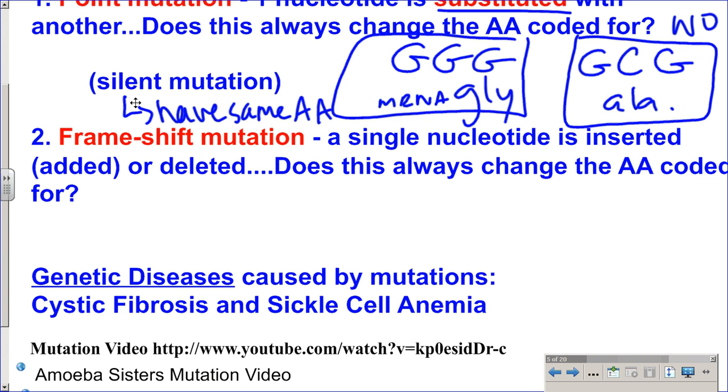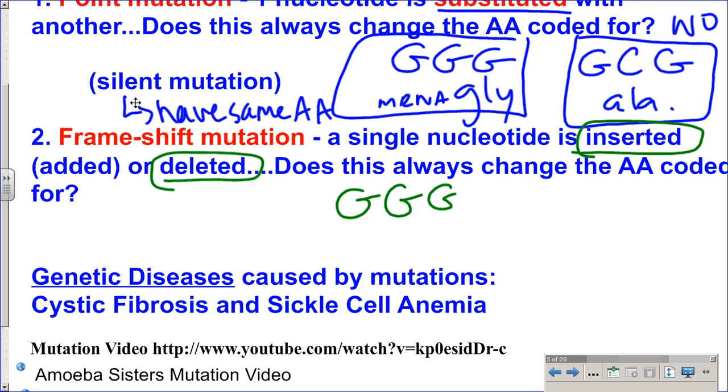All right, the second type, where you caused a shift either way in the big strand of codons, is called a frameshift mutation, and that's where we had an insertion. A nucleotide is inserted, or a nucleotide is deleted, so removed. So I'm just going to go across the board here: G, G, G, G, C, G. Maybe that was our normal mRNA codon.